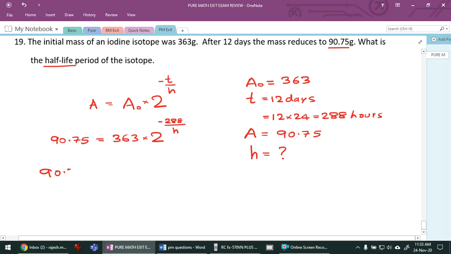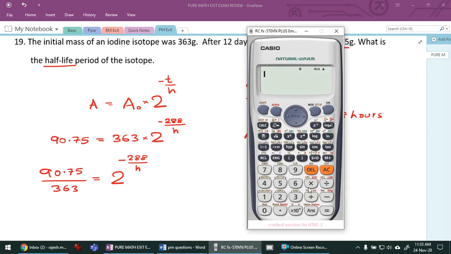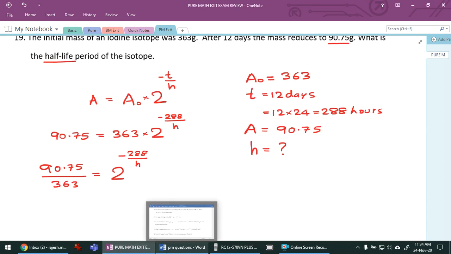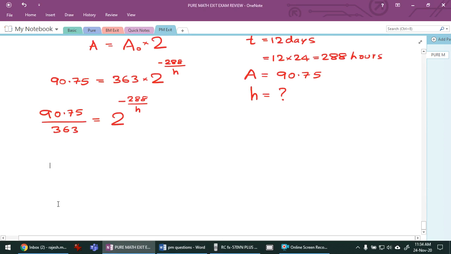So 90.75 divided by 363 equal to 2 power minus 288 by H. Now we will calculate 90.75 by 363. The answer is 0.25. So 0.25 equal to 2 power minus 288 by H.